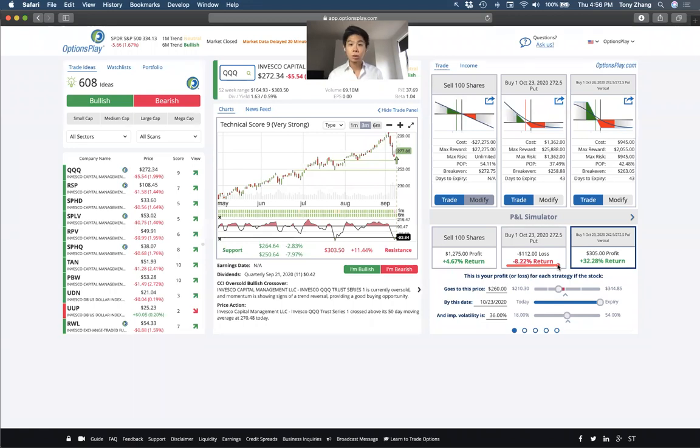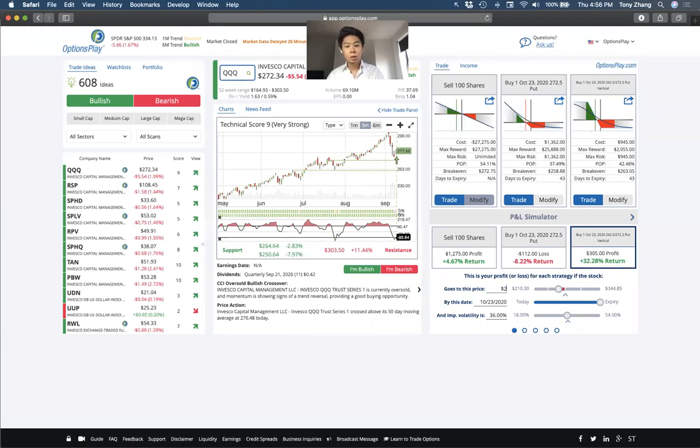So if the stock went down to 260, at the very least, the vertical spread, even though it's not a great return, still provides you with some profit. So if you do think conservatively the ETF's going to get to 260, you're looking at a 32% return.